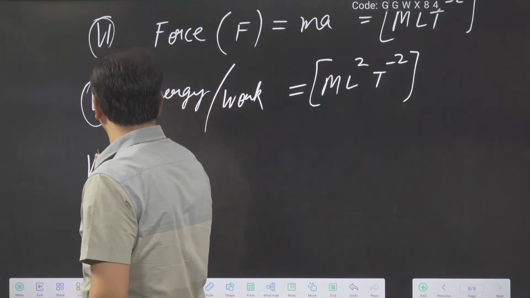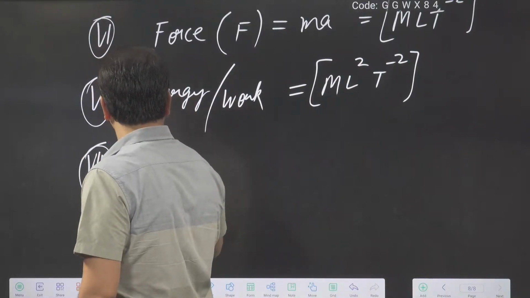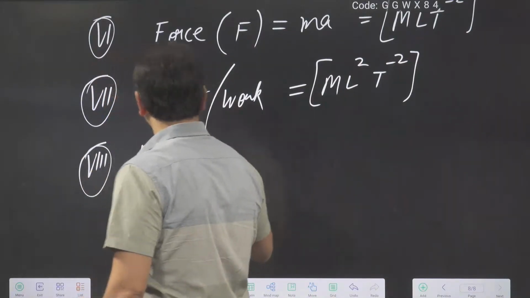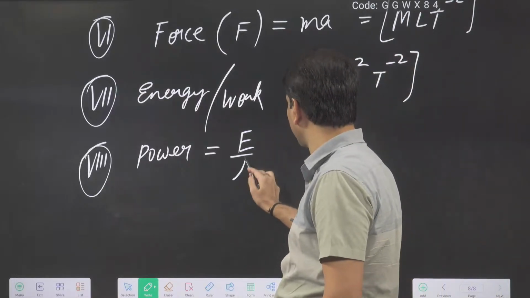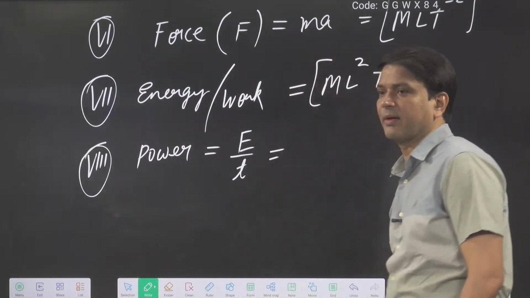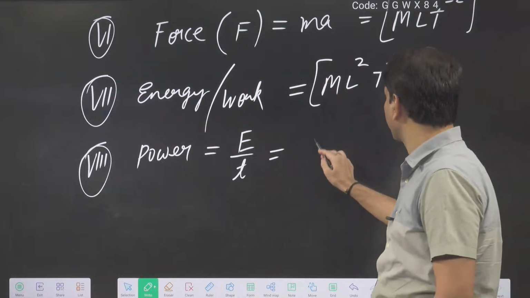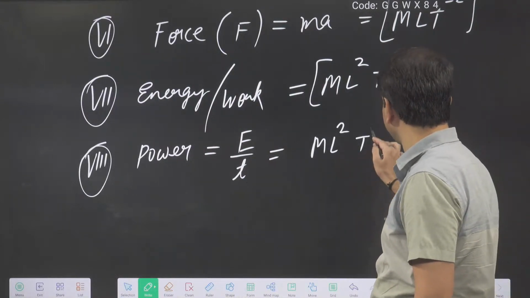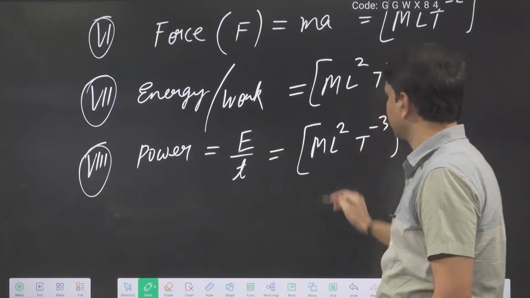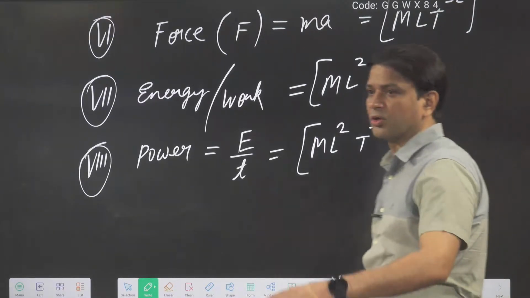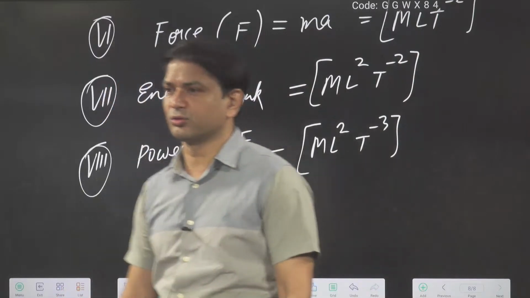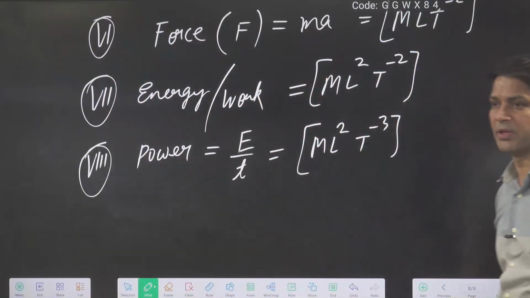If I am saying power, so power is basically what? Rate of change of energy, rate of doing work. So energy upon time. Energy dimension ML2 T minus 2 upon time, what you will get? ML2 T minus 3. These are the basic formulas because we have learned in the class 9th and 10th also. So that's why these dimensions you have to remember.